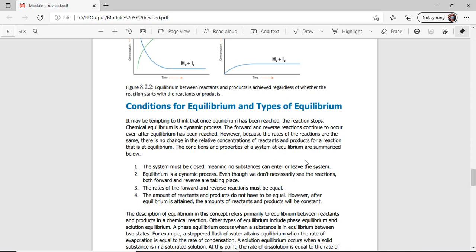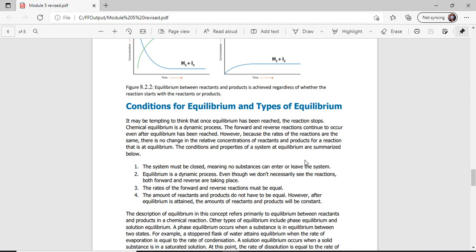Okay, for a reaction that is at equilibrium, the conditions or the properties of the system and of your equilibrium are summarized into 4. Okay, the system must be closed, meaning no substance can enter or leave the system. It means it is used back and forth or in a cycle.